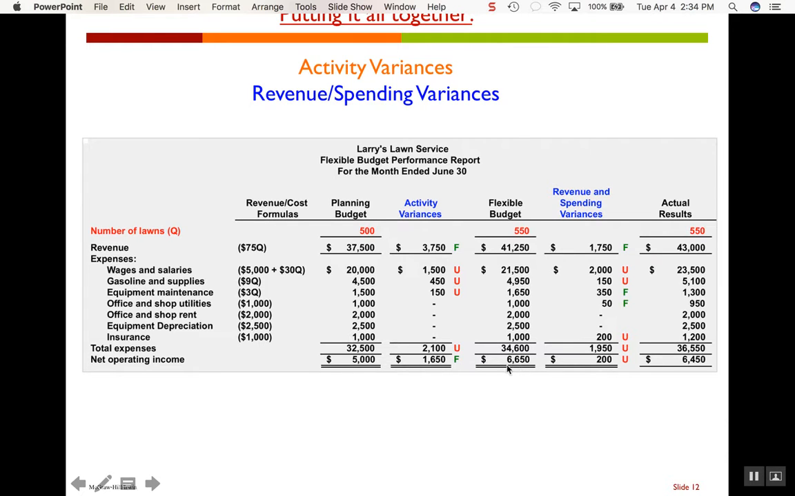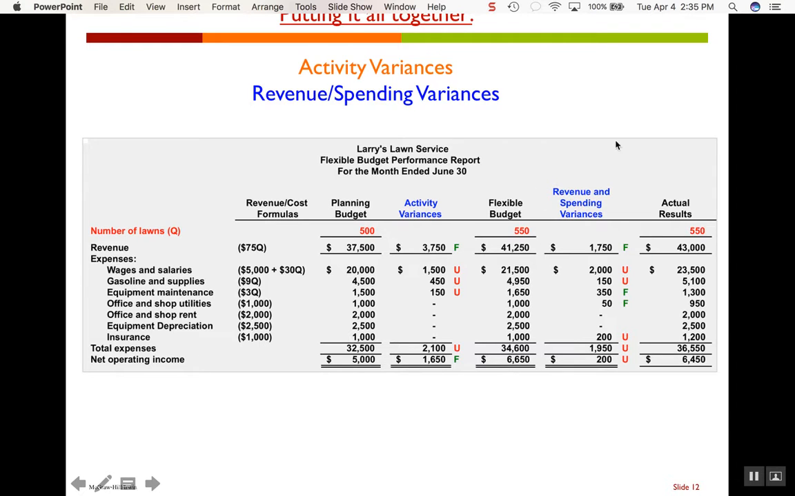And I should have made $6,650 if I would have taken all of these cost drivers and all of these formulas and multiplied it out times 550. So you can do it yourself. 550 times $75 should be $41,250. 550 times 30 plus 5,000 should give you $21,550. Okay, so that's how I come up with my flexible budget.